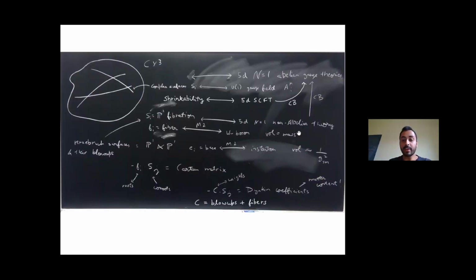So to study these 5-dimensional theories, we essentially want to understand the intersection theory of these surfaces inside this Calabi-Yau 3-fold. This intersection theory will reduce to the intersection theory of Hirzebruch surfaces. So I want to review it briefly.